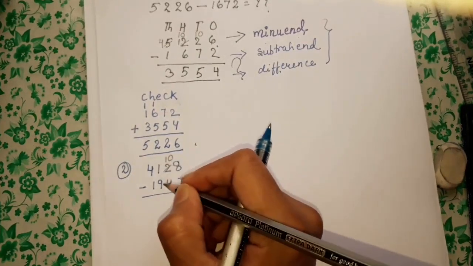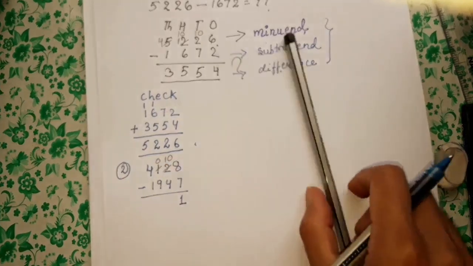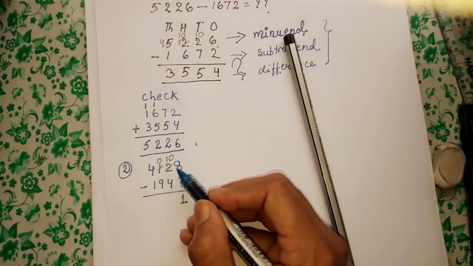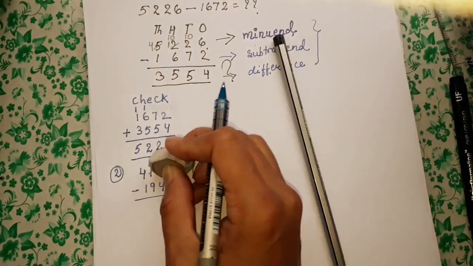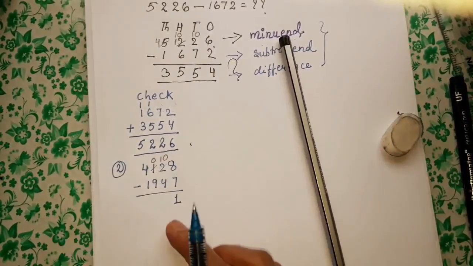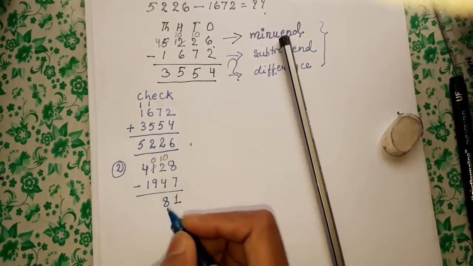Here we take borrow and 1 becomes 0. When we add 2 in 10, we get 12. And after that, what do we have to do? We have to subtract 4 from 12. When we subtract 4 from 12, we get 8.